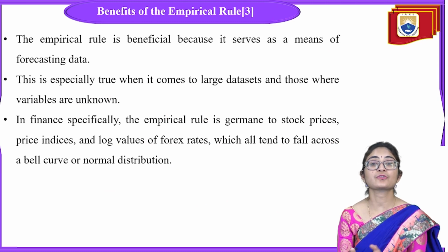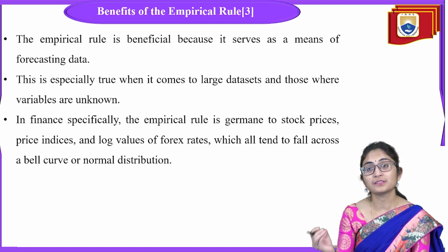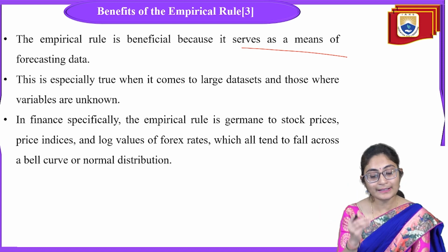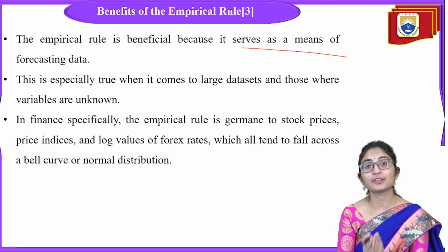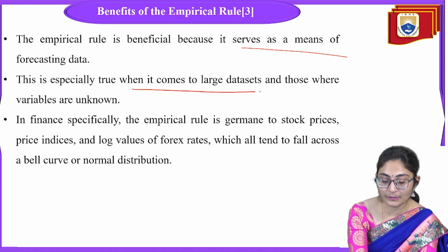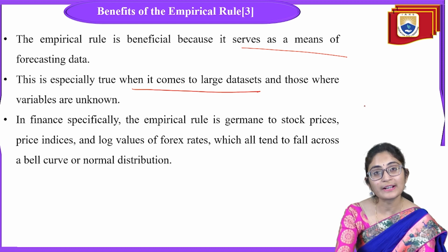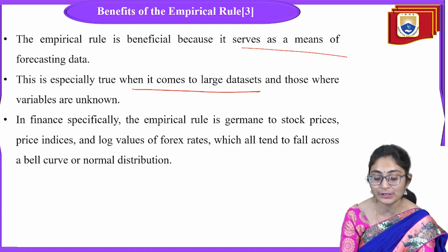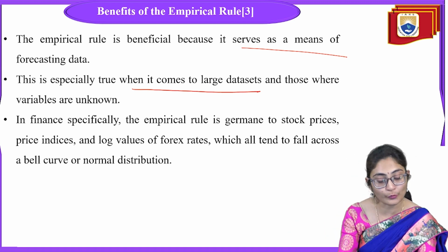Now we will see the benefits of the empirical rule. If you use the empirical rule, it serves as a means of forecasting data. This is especially true when it comes to large data sets and those where variables are unknown. These data we generally use in probability form. We have to find out the probability, possibility. So at that time, we can use this empirical rule, and this is very useful in statistics, when you use a large data set and the variable is unknown.